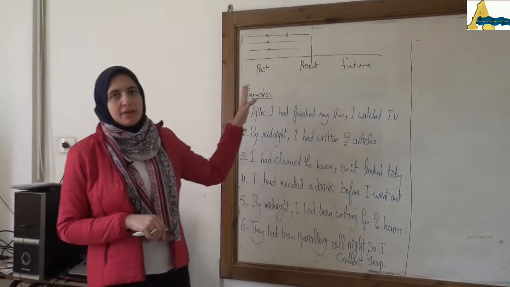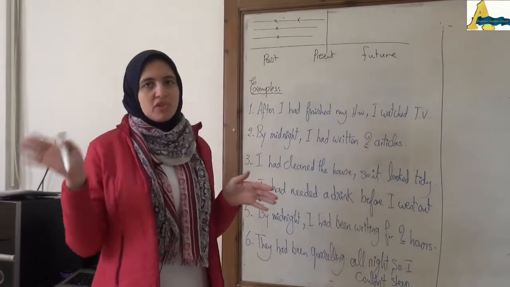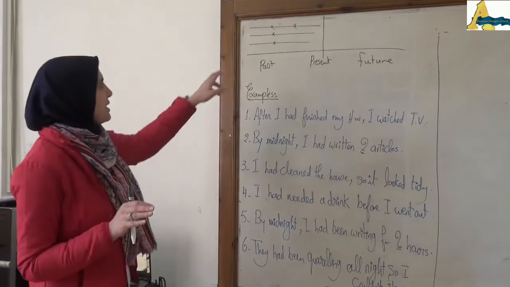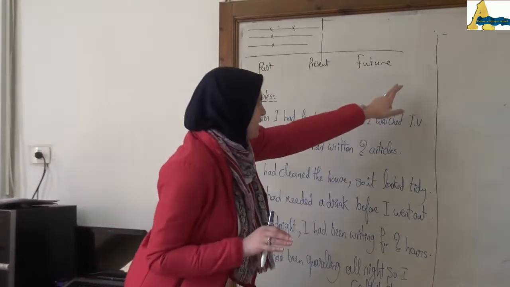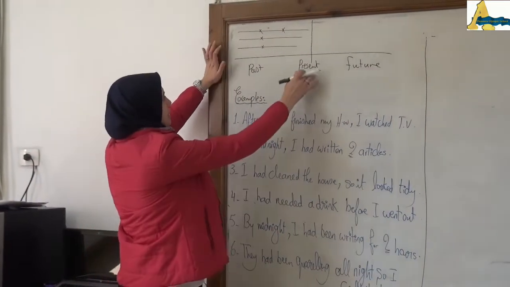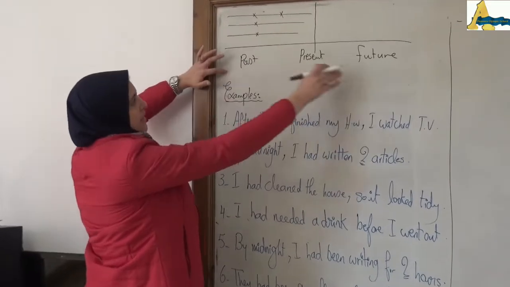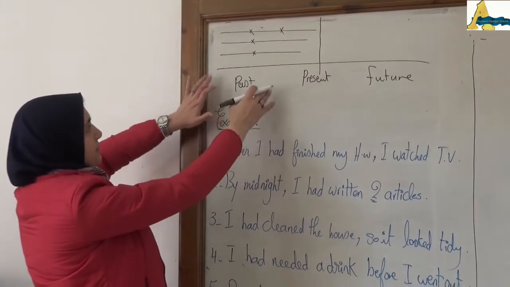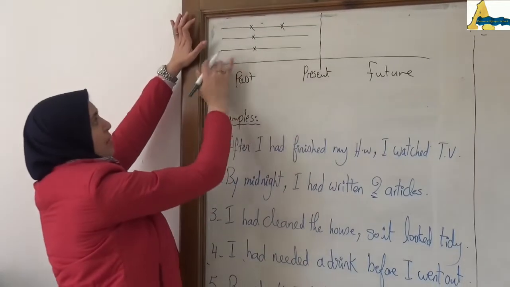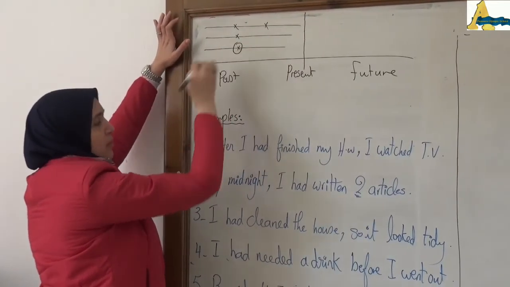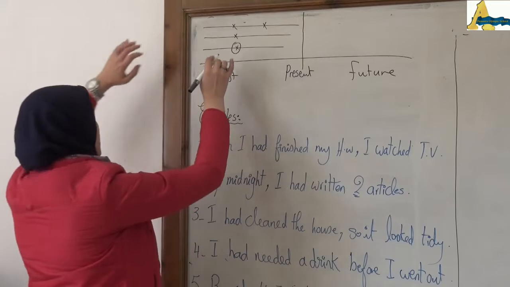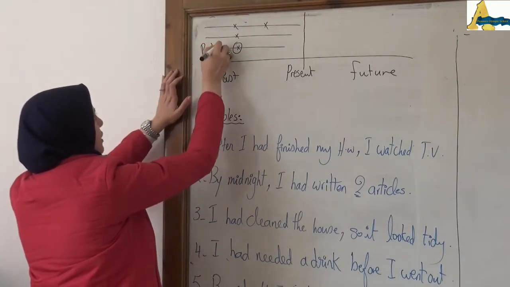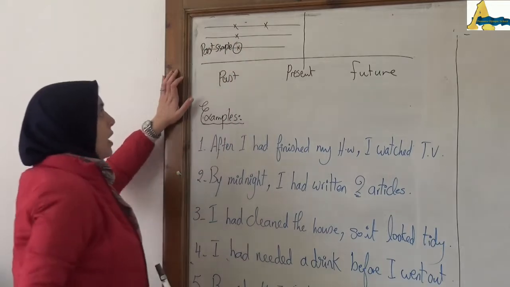For Unit 10, the grammar is very easy. The difference between the past perfect simple and the past perfect continuous. As you all know, this is the timeline of tenses. Here is the present, this is the area of past, and this is the area of future. Ignore these two now and concentrate here. Past. If I'm talking about only one single action in the past, it's called past simple.